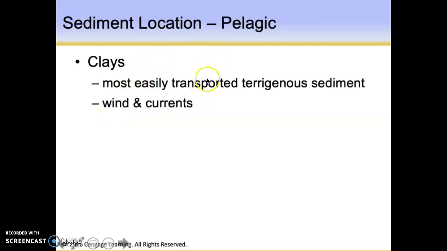But what brings clays out to the deep ocean floor is primarily wind and some of the currents. And remember, the clay particles, once they're in the water, can go a really long distance. The water has to pretty much stop moving before the clay particles will be able to settle out.